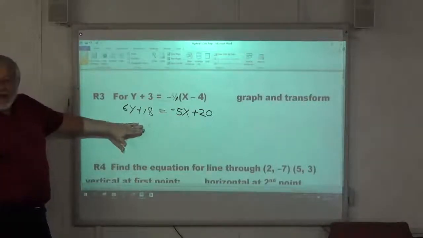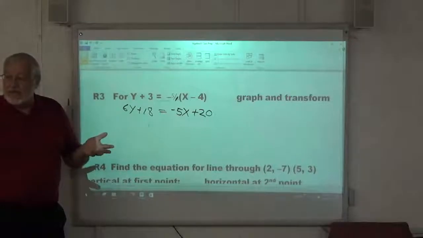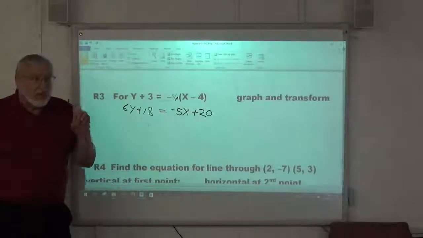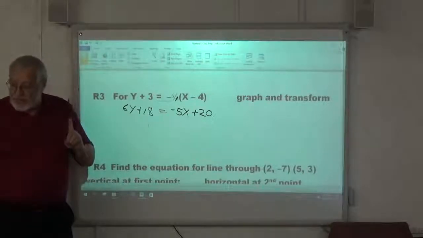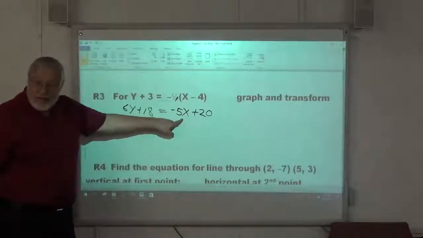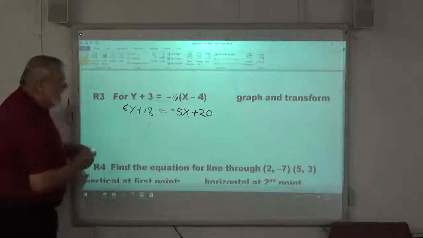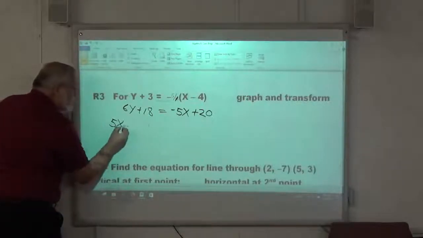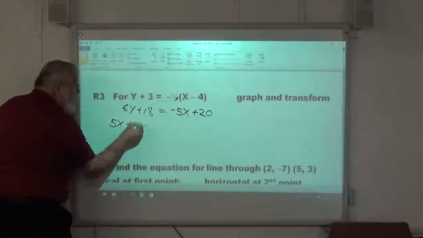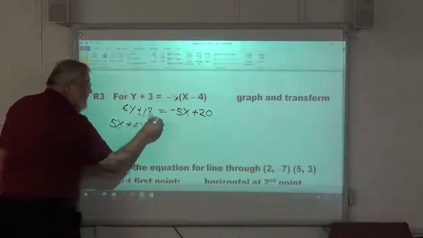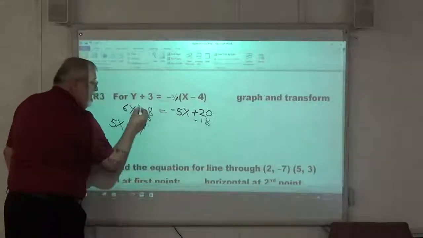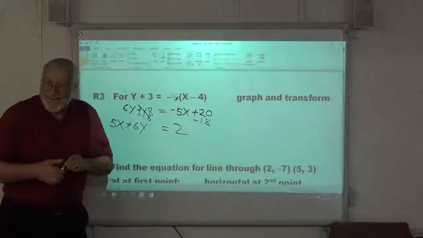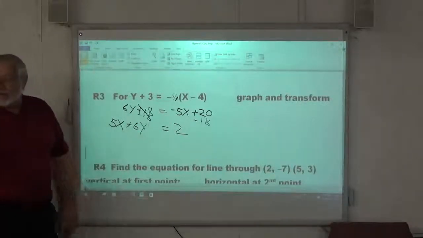Now, again, to do standard form, what is the main thing I told you to look for? What has to be positive? The x. Is it? No. Therefore, move it. Add 5x. I've got to get rid of this, so I'm going to subtract 18, equals 2. So, there's my standard form equation.